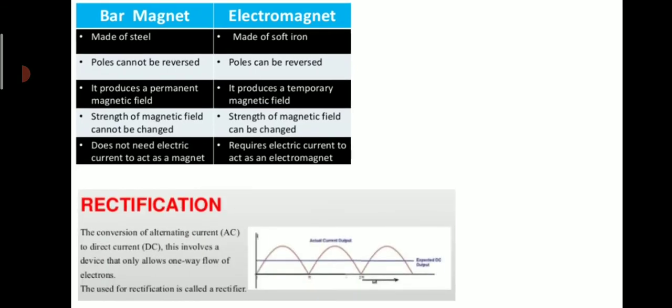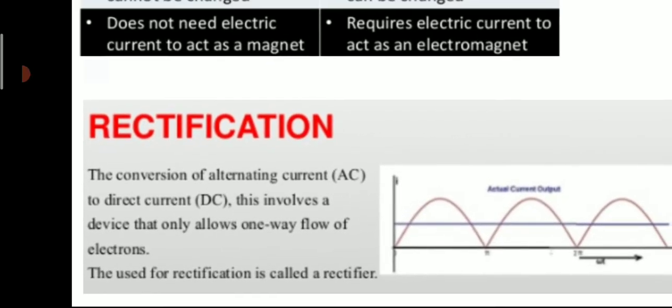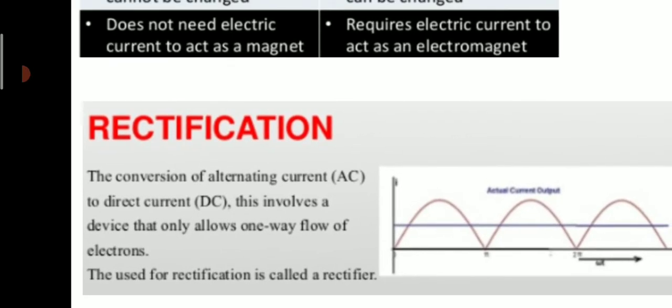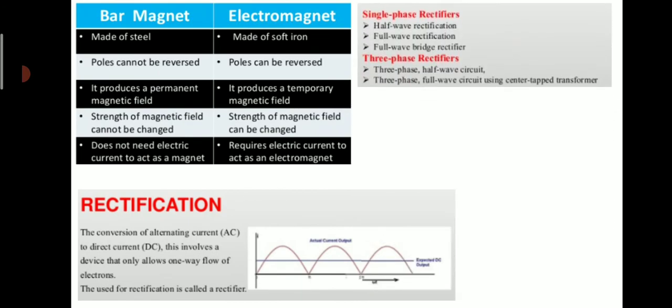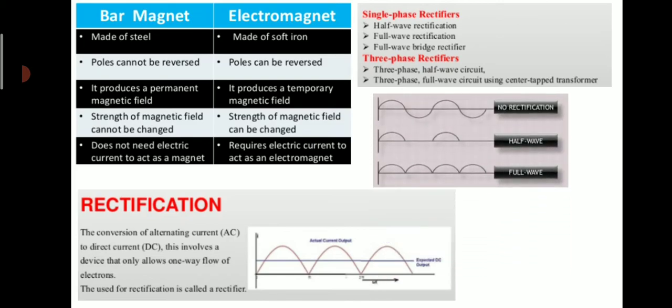After that we will study here what is rectifier or rectification. The conversion of alternating current AC to DC involves a device that allows one-way flow of electrons, and the device used for rectification is called a rectifier. So there are different types of rectifier: single phase rectifier and three phase rectifier. You can see the detailed classification here: half wave, full wave.